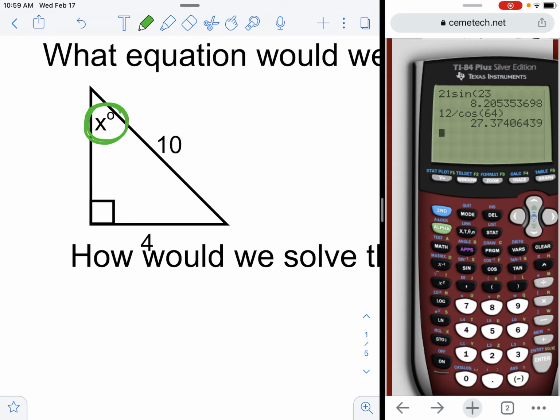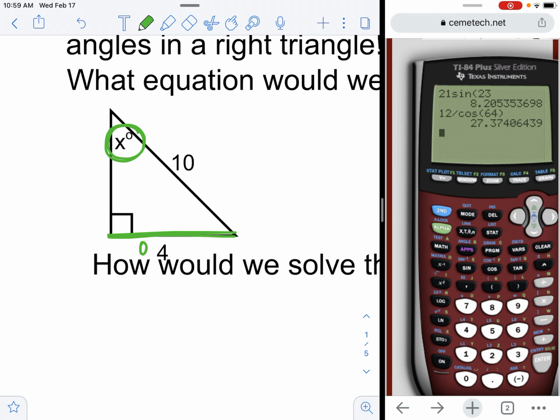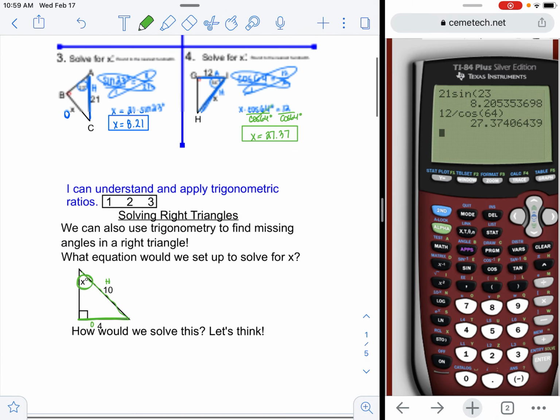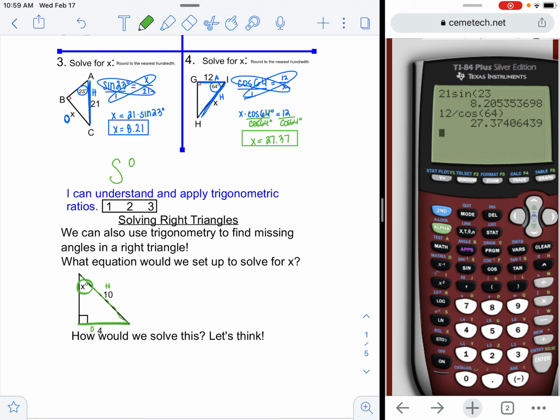Okay, so if we're still using trig here, we start by circling our angle, right? And we say, okay, how are my two sides related? This does not touch, so this is opposite. This right here is the hypotenuse. Which trig function uses O and H? O and H, so SOHCAHTOA.